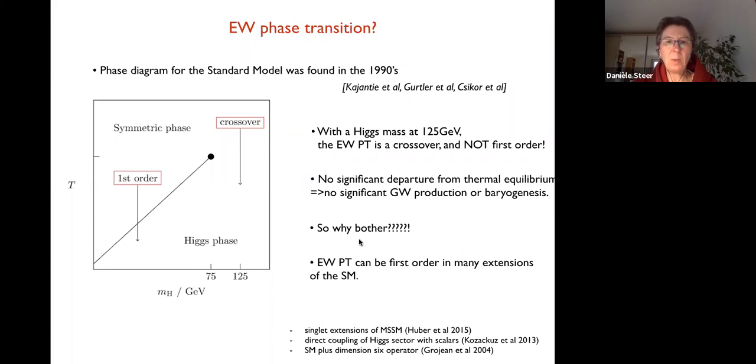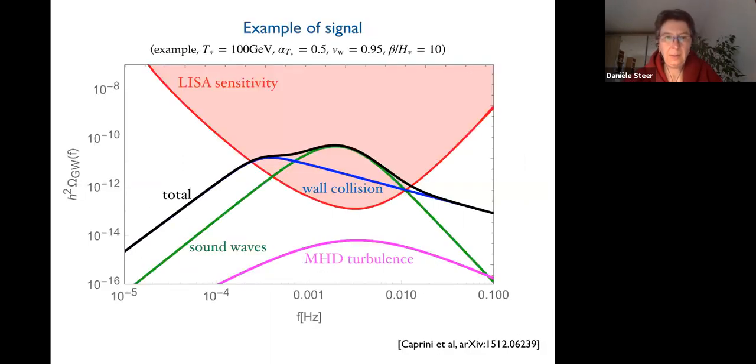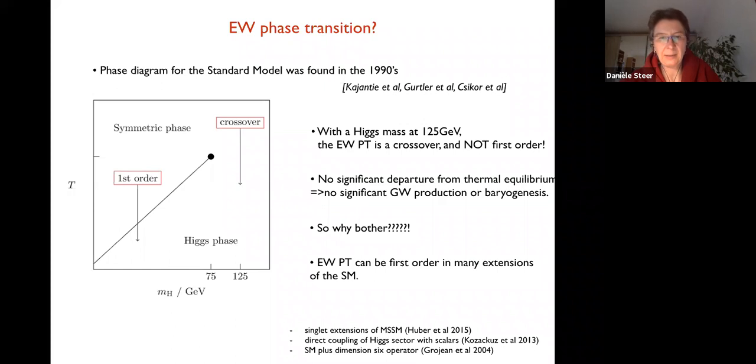So then the question is, why bother? Why do all of this? And the answer is that the electroweak phase transition can actually be first order in many extensions of the standard model. So if a signal of this kind were observed in LISA, then it would be telling us about the electroweak phase transition in extensions of the standard model. So it's a way of probing particle physics.